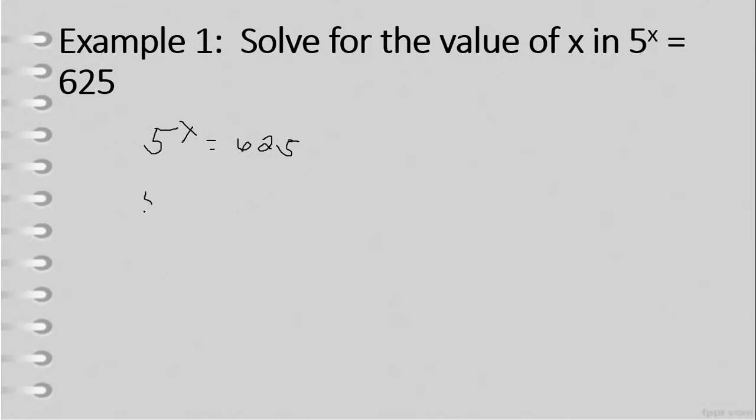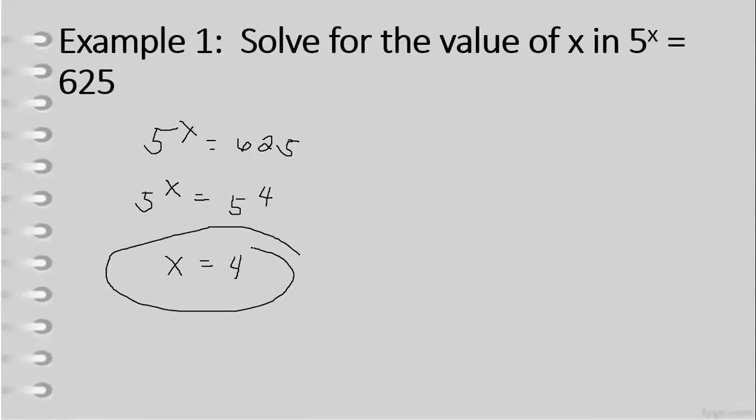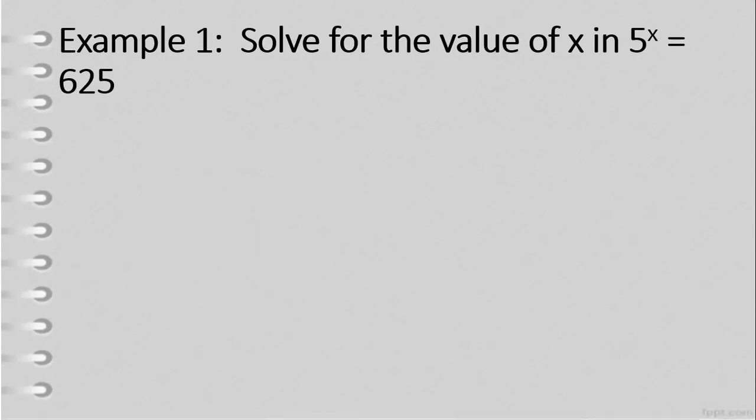But this one, we can do it. Since we all know that 625 can be 5 raised to 4: 5 times 5 is 25, times 5 is 125, times 5 is 625. Since same base, the exponent x is equal to 4. And that's the answer for example number 1.